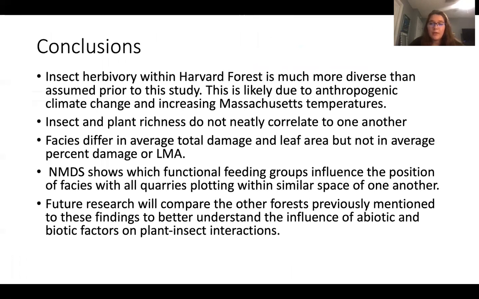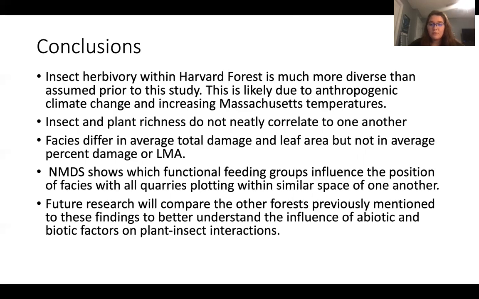In conclusion, we know that insect herbivory within Harvard Forest is much more diverse than assumed prior to this study. This is likely due to anthropogenic climate change and increasing Massachusetts temperatures. Also, insect and plant richness do not neatly correlate to one another. Facies differ in average total damage in leaf area, but not in average percent damage or leaf mass per area. The NMDS shows which functional feeding groups influence the position of the facies, with all quarries plotting within a similar space of one another.